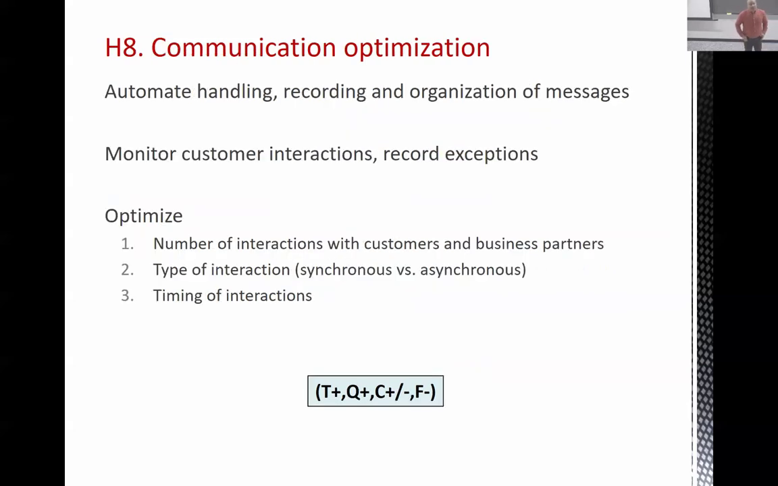Heuristic number 8, and possibly one of the most important ones in the sense that it brings the highest amount of benefits, is optimizing the communication in your process. It's a little bit abstract at this stage. Bear with me and I will give you some examples. In a business process, you need to make sure that you optimize the number of interactions. You want to interact with your customer, yes, but you want to have exactly the right amount of interaction points with your customer so that it does not slow down your process.